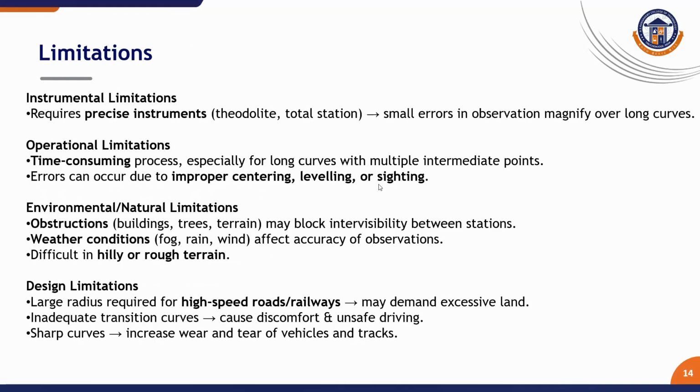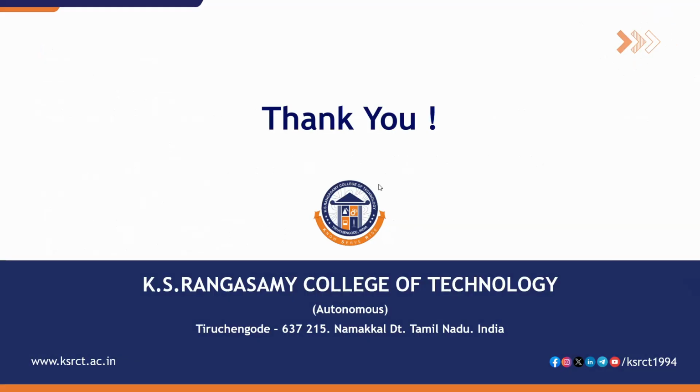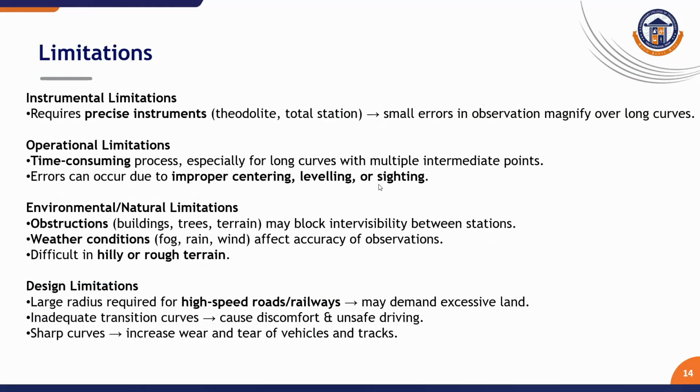Despite the utility, the methods we discussed have limitations: instrumental limitations, environmental limitations, design limitations, and operational limitations. The process is time consuming and requires a skilled surveyor. Errors can easily creep in through improper instrument setup or faulty sighting. Further, environmental limitations such as obstructions like trees and buildings, and adverse weather like fog and heat waves, can hamper surveying work.